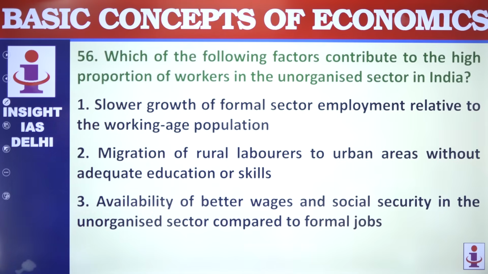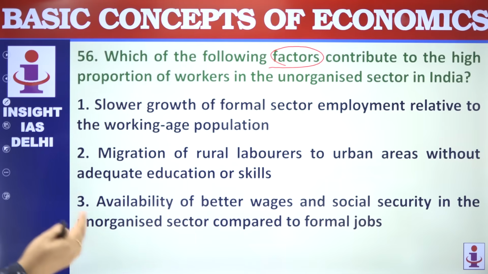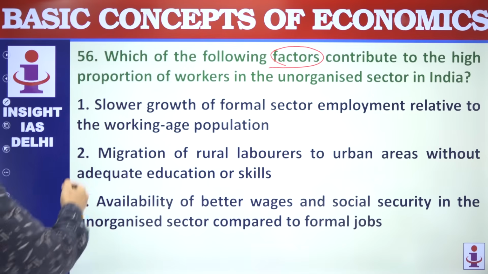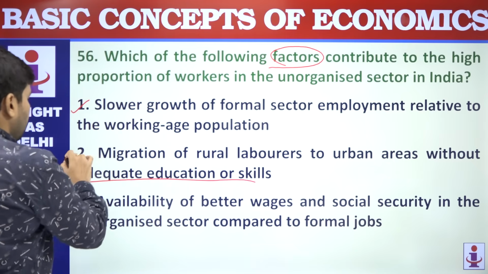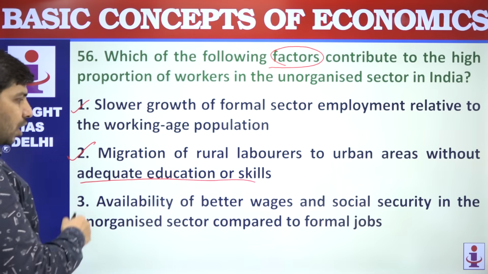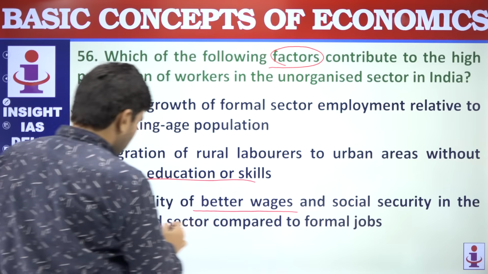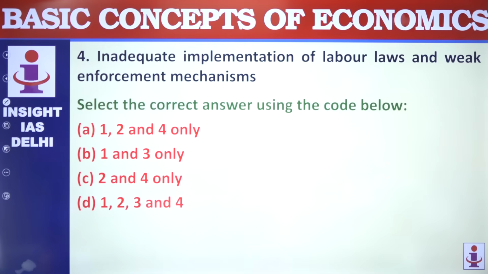Next question is 56. Which of the following factors contribute to the high proportion of workers in the unorganized sector? What are the factors responsible for the unorganized sector having more workers? Slower growth of formal sector employment relative to the working age population? Yes. Migration of rural laborers to urban areas without adequate education and skills? Correct. Availability of better wages and social security in the unorganized sector compared to formal jobs? In the unorganized sector there is no availability of better wages, so this statement is not correct. Inadequate implementation of labor laws? Yes, this is correct. Labor law implementation is inadequate and weak, so that's why 1, 2 and 4.